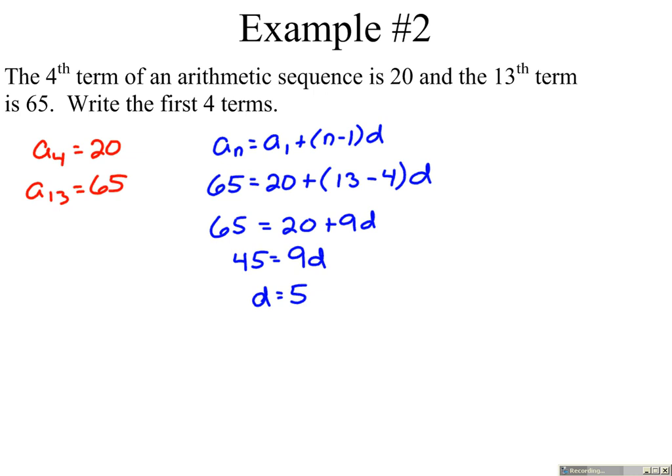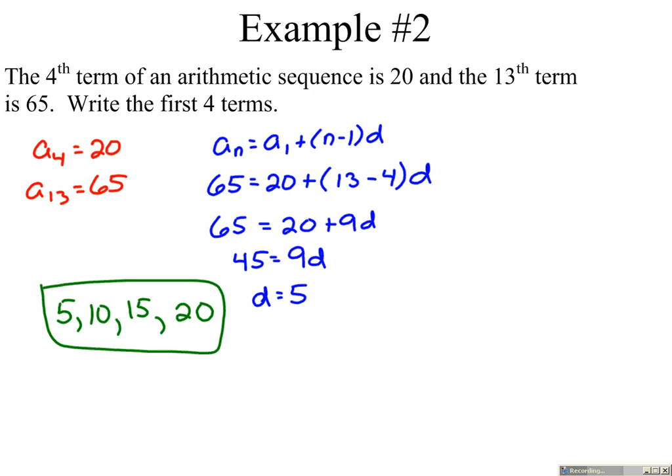So a couple different ways now we can write the first four terms. I already know the fourth term is 20. So I can subtract 5 if I want to get terms before this. 15, 10, 5. There are the first four terms of the sequence.